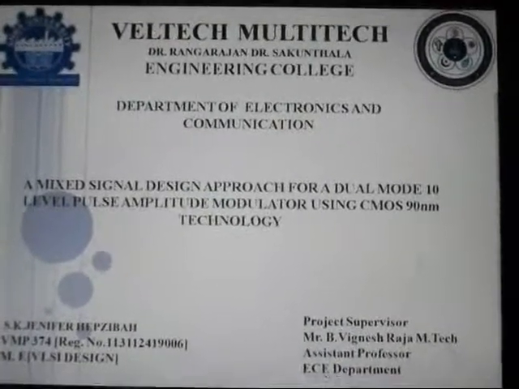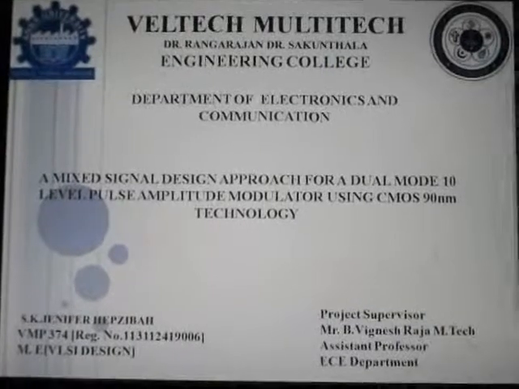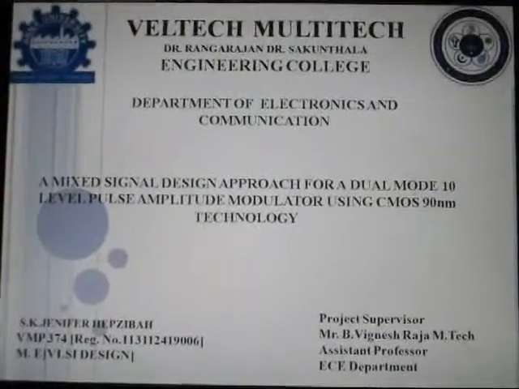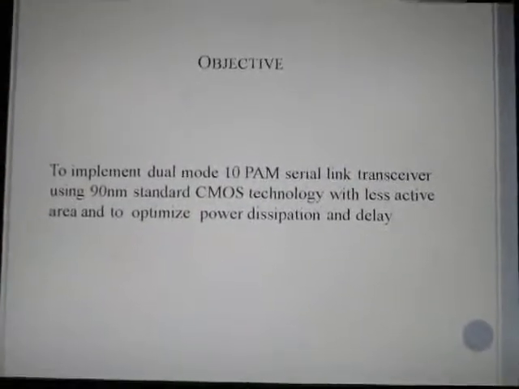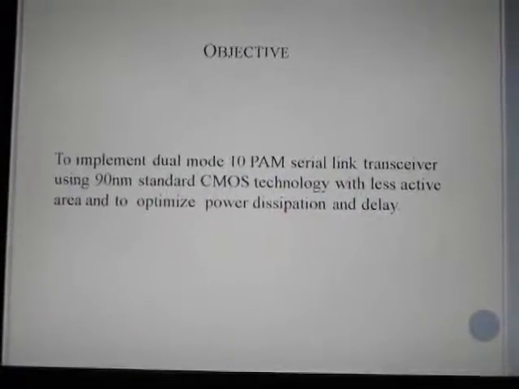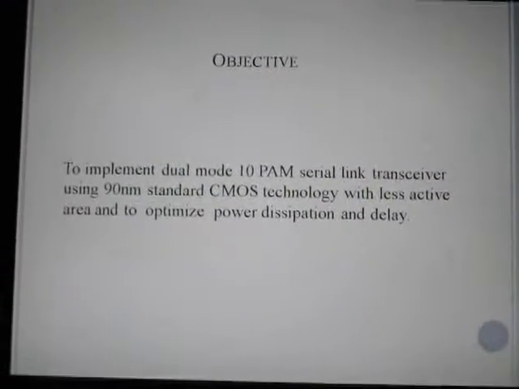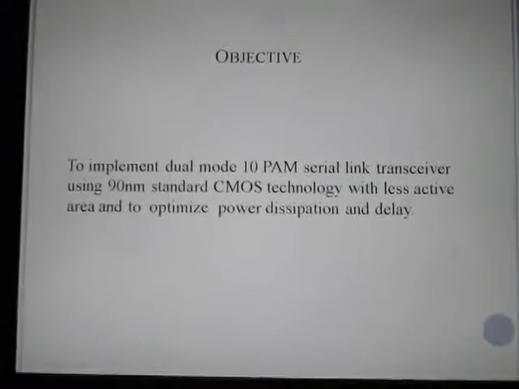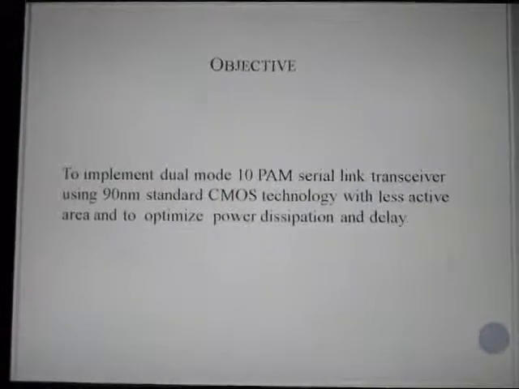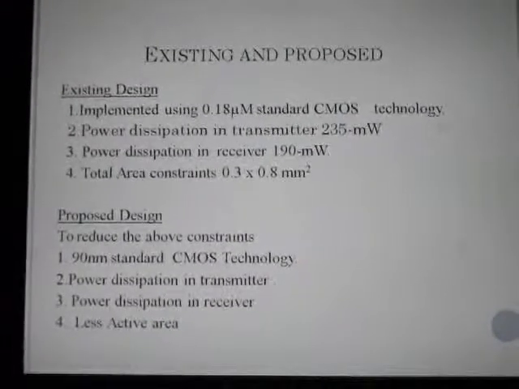The pulse amplitude modulator, transmitter, and receivers are designed using CMOS 90 nanometer technology. The channel length is very much reduced. The transmitter and the receiver are connected by a serial link, and the pulse amplitude modulation is used to transmit the signals from transmitter to receiver. In this project, I have reduced the power dissipation and delay.